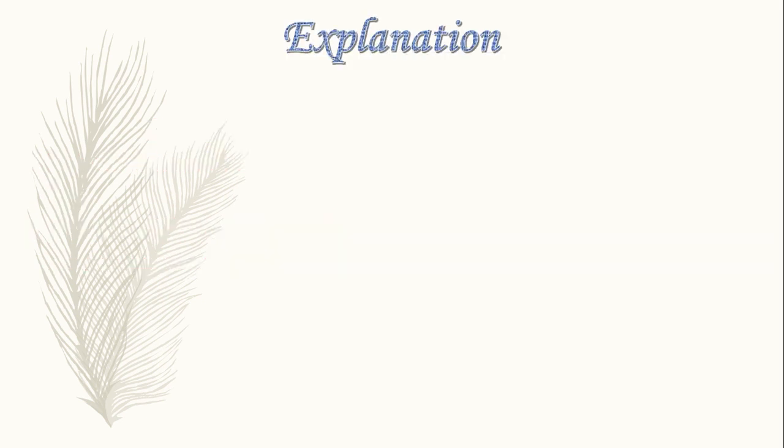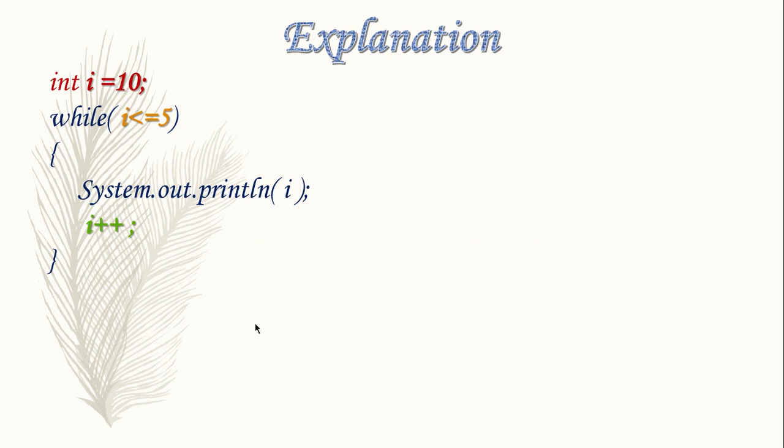Suppose we are talking about a small code fragment here. I have done the initialization that i equals 10. Then I am checking the condition that if my i is less than or equal to 5, then I will print the numbers and increment it. The initial value of i is 10. Then I am checking whether my value of i is less than or equal to 5. The condition is false. Since the condition is false, the loop won't execute even one time.